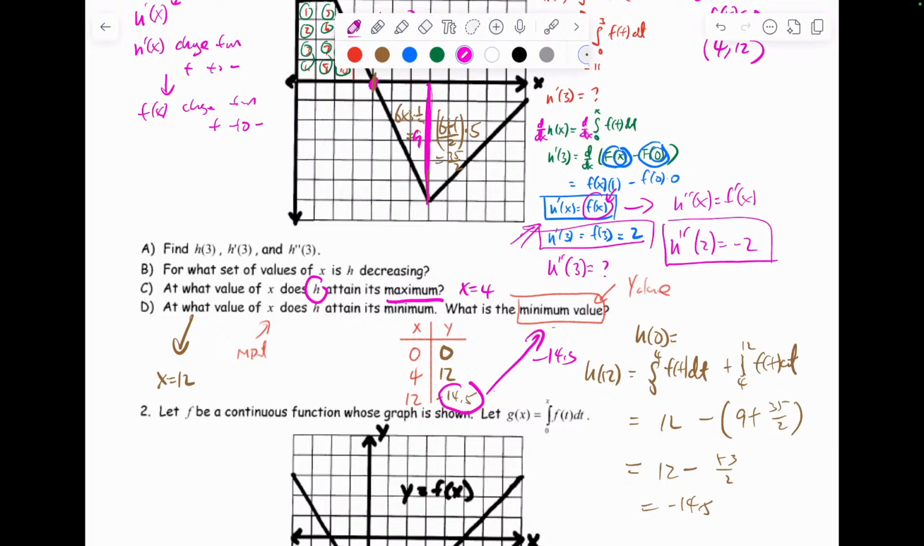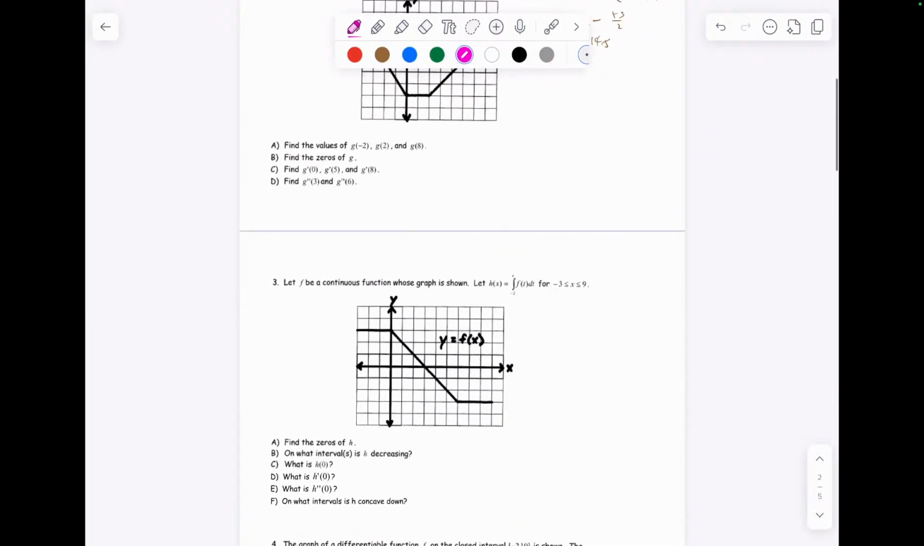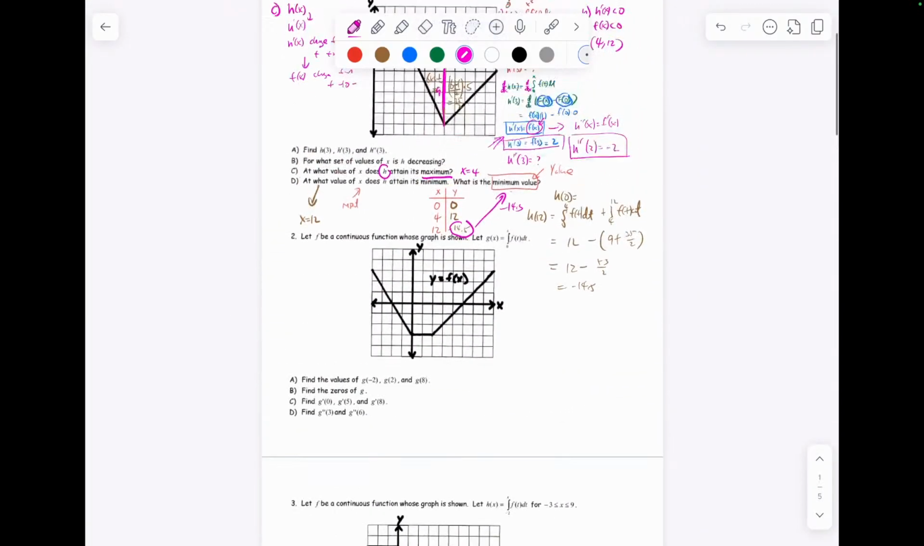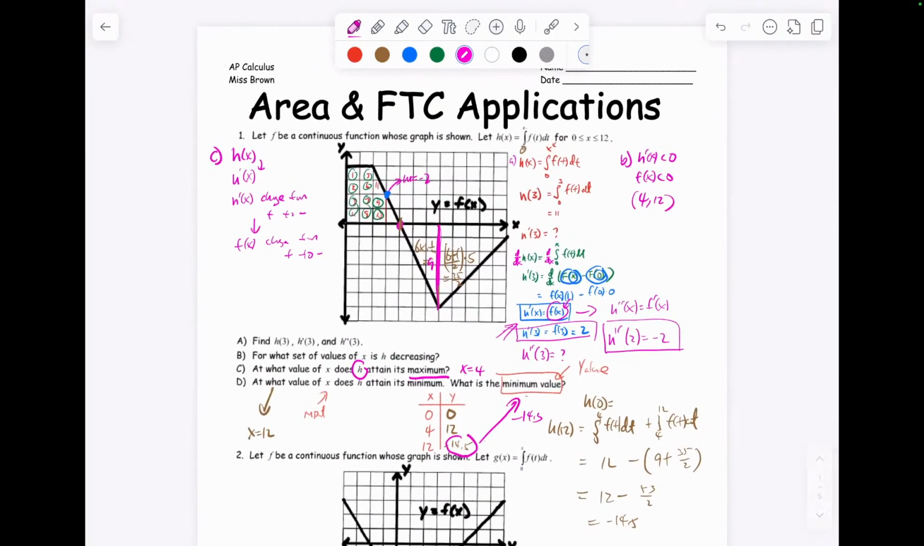Your homework, if you understand, is going to take you like 5 minutes. You have to do 2 and 3. That's it, you don't have to do more. You can take a picture of this as a reference. The only hard one is the FTC FRQ.